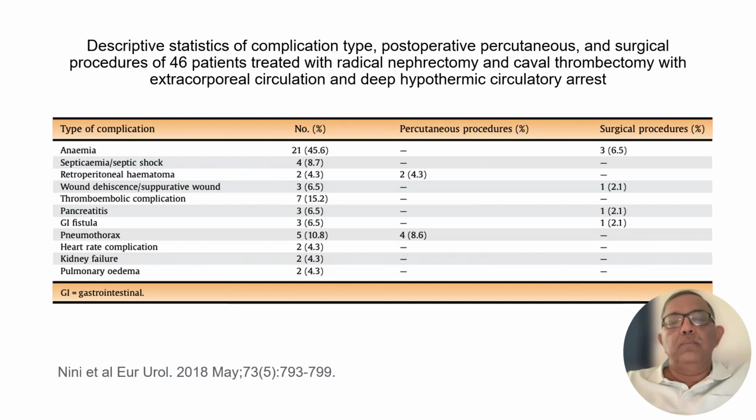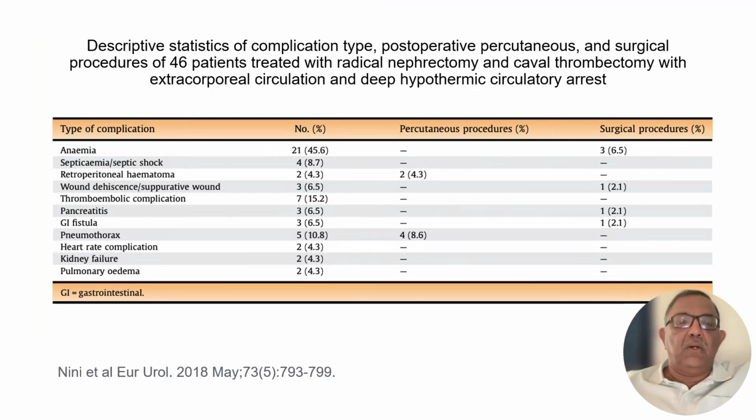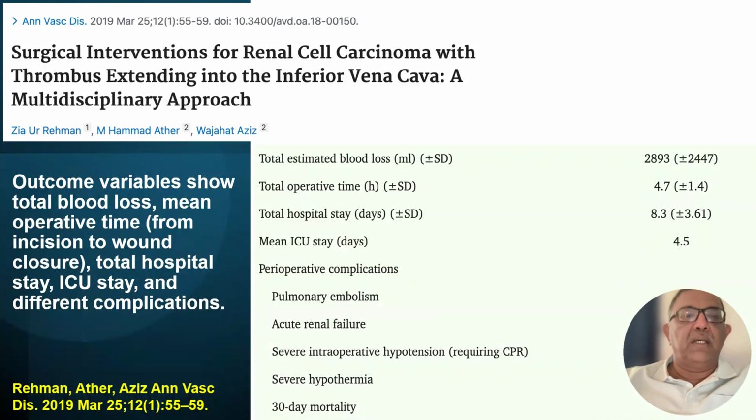Patients who undergo high level IVC thrombectomy, which is perhaps a very complex surgical procedure, are at high risk of developing various complications. However, because of the oncological benefit of this kind of surgical intervention, this is often performed, and often in an open surgical method rather than a minimally invasive option. In our own experience, in this article published some years back, we looked at the outcome variables to show the blood loss, the mean operating time, incision to wound closure time, total hospital stay, and development of various complications.